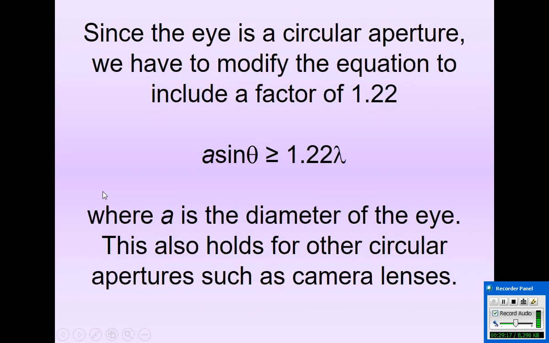The equation describing the Rayleigh criterion is A sine theta must be greater than or equal to 1.22 times lambda. Lambda, of course, is the wavelength of the light. A is the diameter of your pupil, and theta is the angular difference between the two things that you're examining. The factor of 1.22 comes from the fact that your pupil is circular. For those of you who are interested, the 1.22 can be determined from what is called a Bessel function. And if you don't know what that is, don't worry about it in this course.